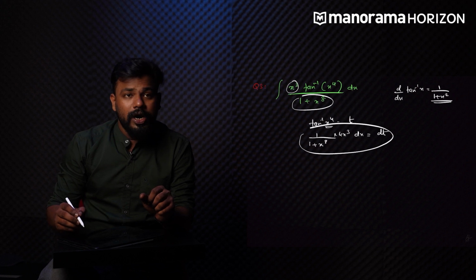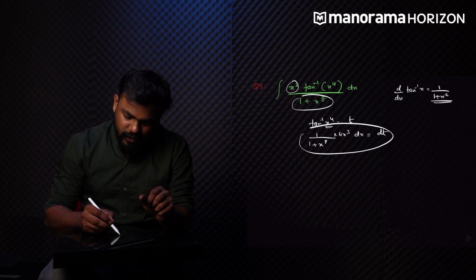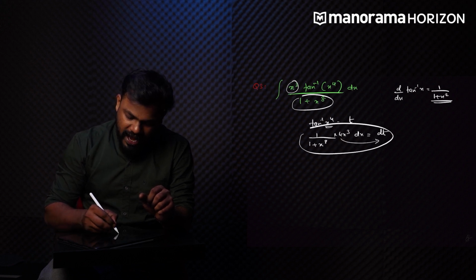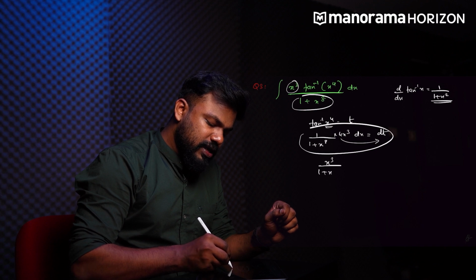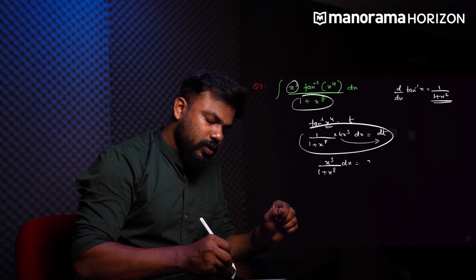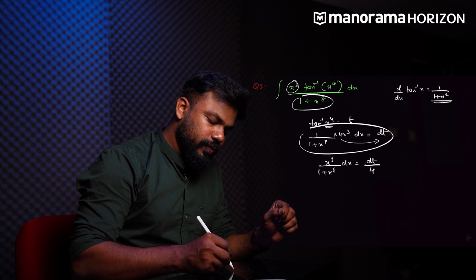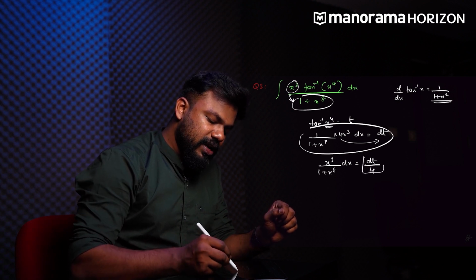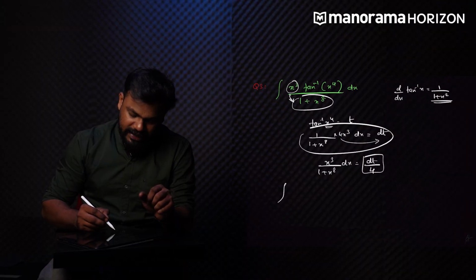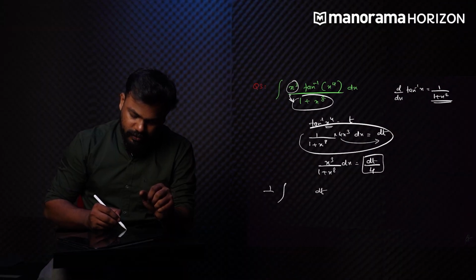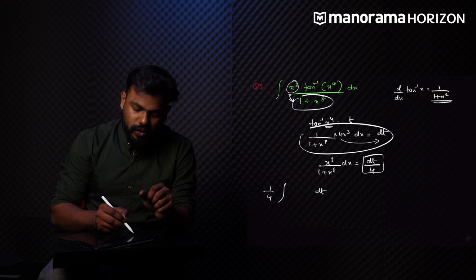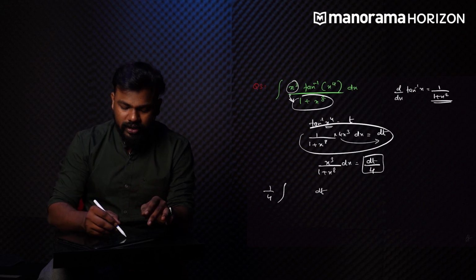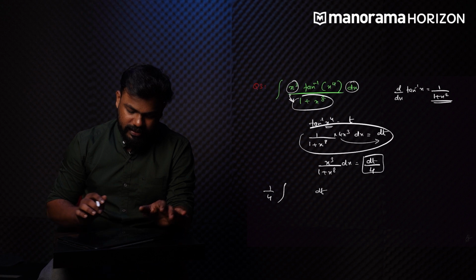Now check here. I have x cube. I have 1 plus x raised to 8. Now this 4 is not there. So I'm taking this 4 down. So I have x cube by 1 plus x raised to 8 dx is equal to dt by 4. So this x cube by 1 plus x raised to 8 dx can now be written as dt by 4. So integral dt by 4, so 1 by 4 outside. I write it like this.